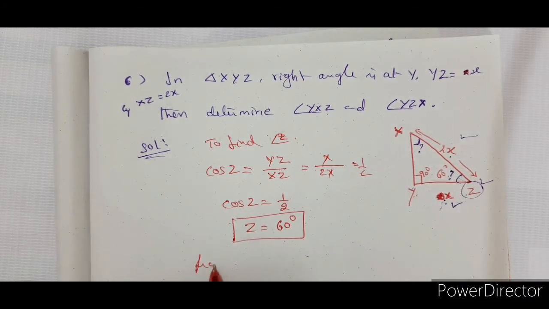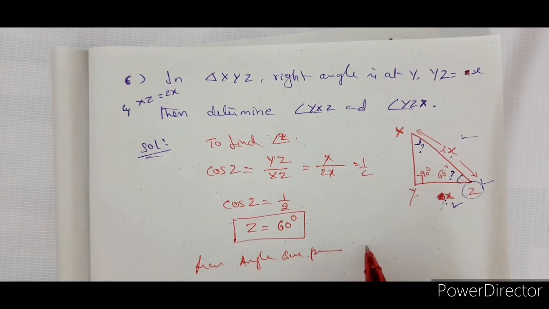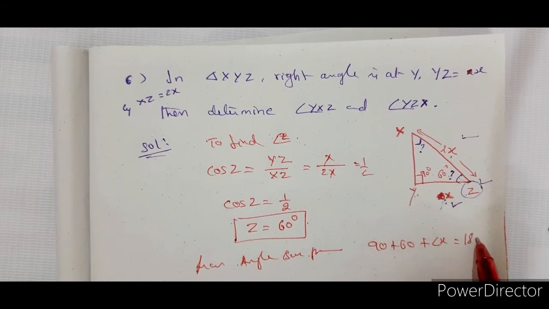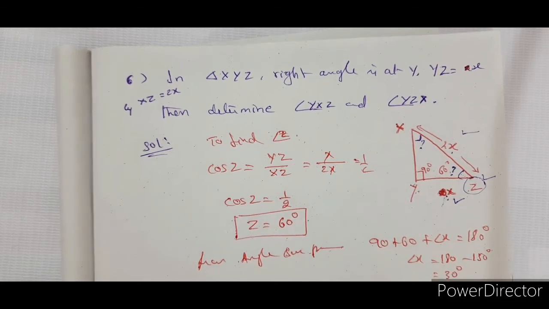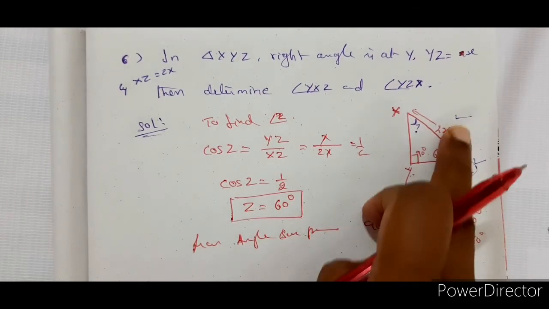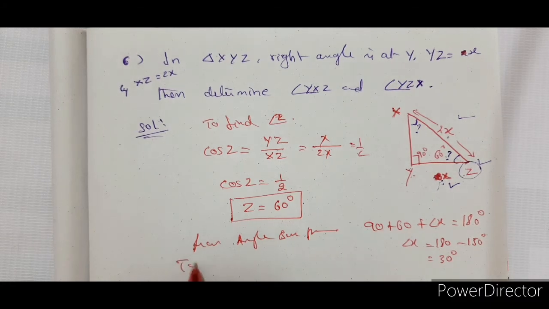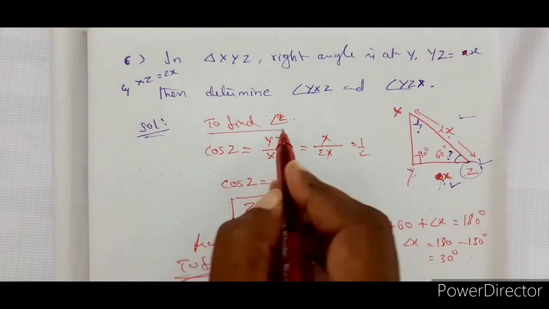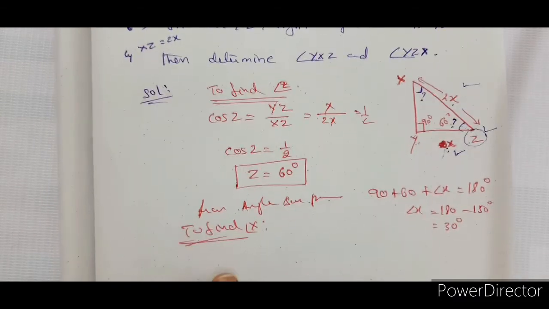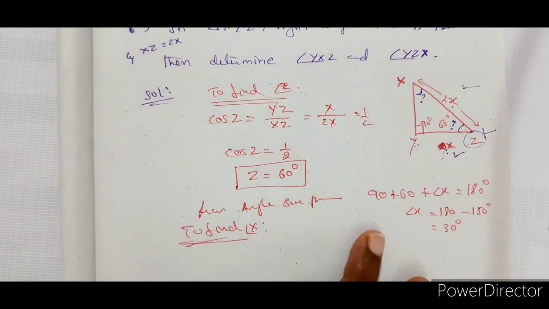From angle sum property, you can say 90 plus 60 plus angle X is equal to 180 degrees. Like this also you can do. So 180 minus 150 is equal to 30 degrees, right? This is one way. And the other way of doing it is take sine. To find X, it is better to use this one always. Why? Because we are in trigonometry. So when you are using trigonometric ratios, then the examiner will feel very happy.